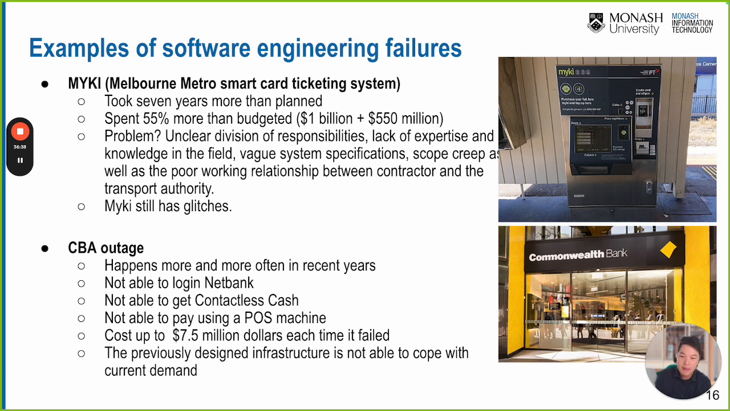And right now MyGeek still has glitches, right? Sometimes when you want to travel by train, you cannot because of the software system failure. And this is just an example; there are banks as well, right? Sometimes CBA, or I should mention the CrowdStrike. Anyone heard about that? Okay, so that's the global IT outage on last Friday, right?